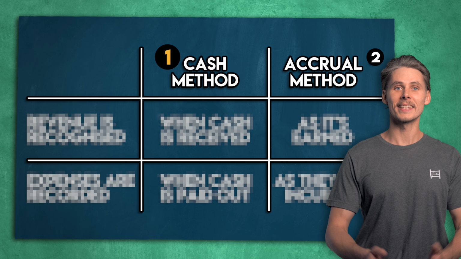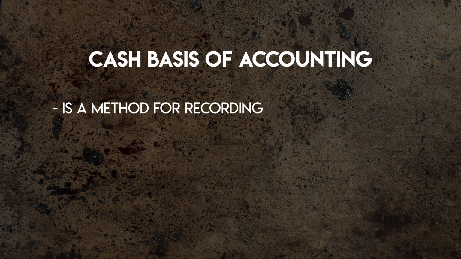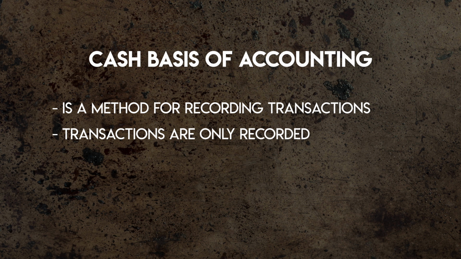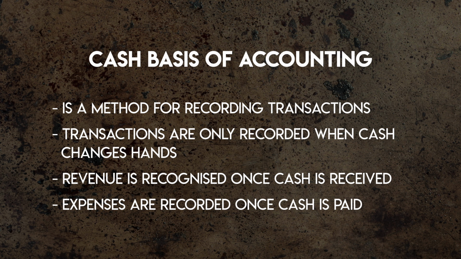So, what is the cash method of accounting? The cash basis of accounting is a method of recording financial transactions. Under this method, transactions are only recorded once cash changes hands. We record revenue only when cash is received, and we record expenses only when cash is paid out.